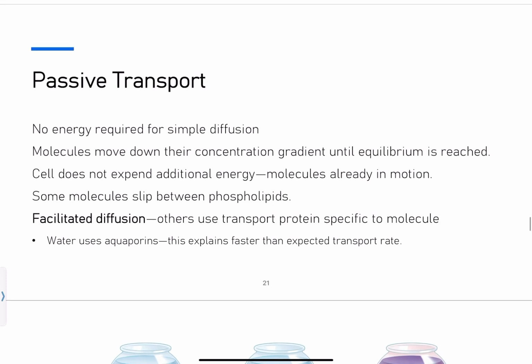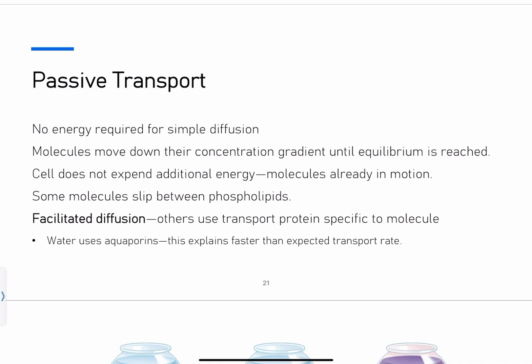So passive transport does not require the cell to use any energy because, again, the molecules are moving down their concentration gradient from high to low concentration until equilibrium is reached, meaning that they have the same concentrations on either side of the plasma membrane. So this movement is driven by the molecule's own kinetic energy. Some small nonpolar molecules can actually go directly between the phospholipids of the membrane. However, many substances are going to require the help of transport proteins, and this process is known as facilitated diffusion.